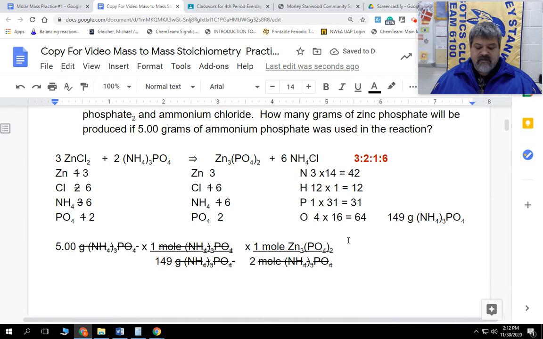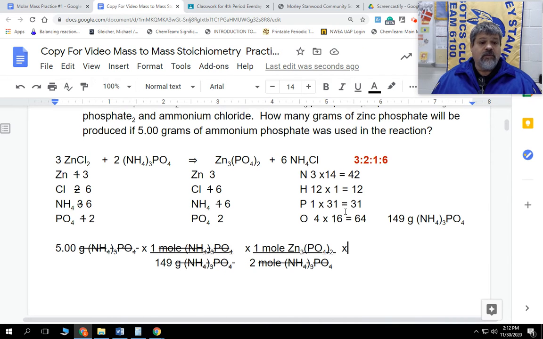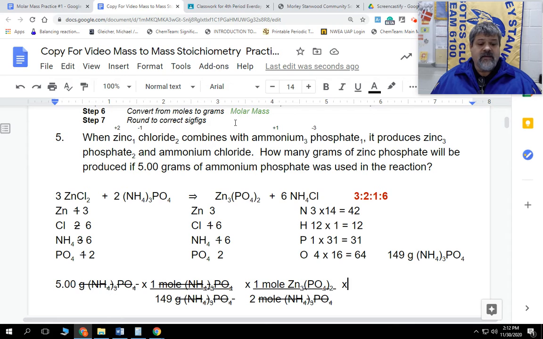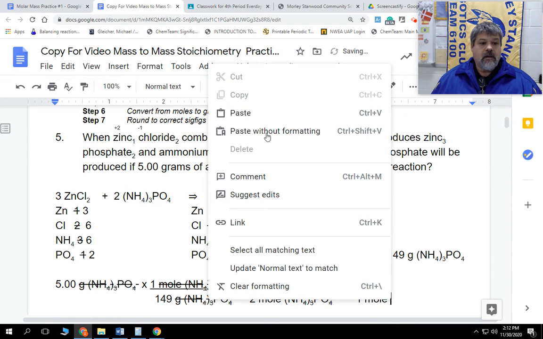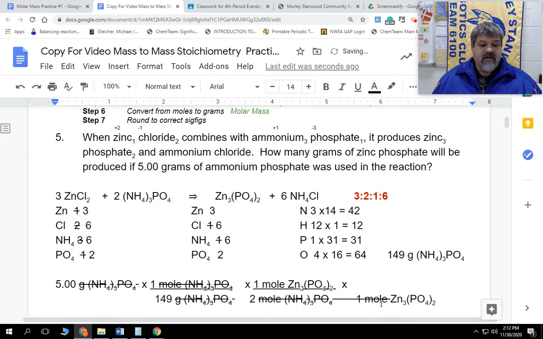Now my problem is I have it in moles of zinc phosphate, and I need it in grams. So I have to use, if I go back up to my thing, I have to use molar mass. So we're going to come over here, and we're going to put down 1 mole of zinc phosphate. And I'm going to go ahead and take this off.